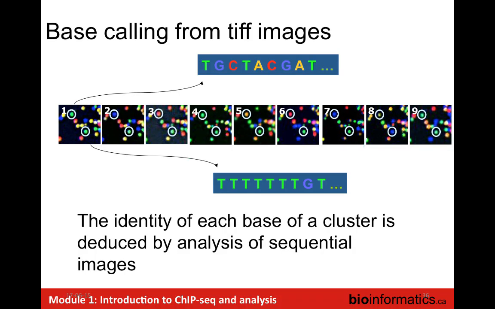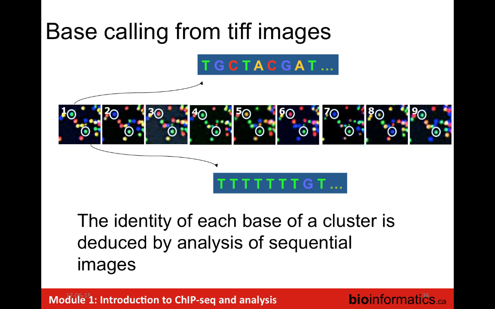So we start with the first image, and we generate what's called the focal map. Okay, the focal map is important, and it becomes important later on, which is why I'm telling you this. So the focal map essentially takes what we call tiles. We take a particular image of the flow cell, and we divide it into x and y coordinates. Okay, so we have a lane of a flow cell, we have a tile of a flow cell, and then we have an x and y coordinate.